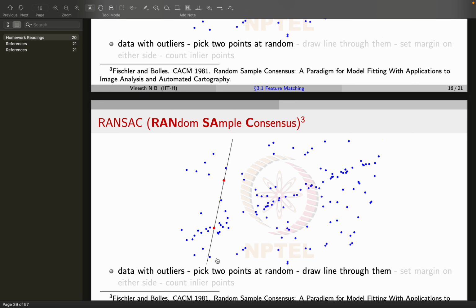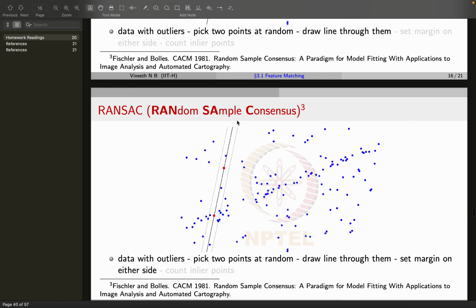Here, because it's two-dimensional data, we can look at it and say it is not a good fit, right? It doesn't fit most of the other points. So how do I evaluate whether it is a good fit? For that I take a small margin around this line, and then see how many data points fall within that margin. So this is how we draw a margin around this, and then count the inlier points. Inliers are the ones which lie within this margin. So all these points here, which we can see, 1, 2, 3, 4, 5, 6.